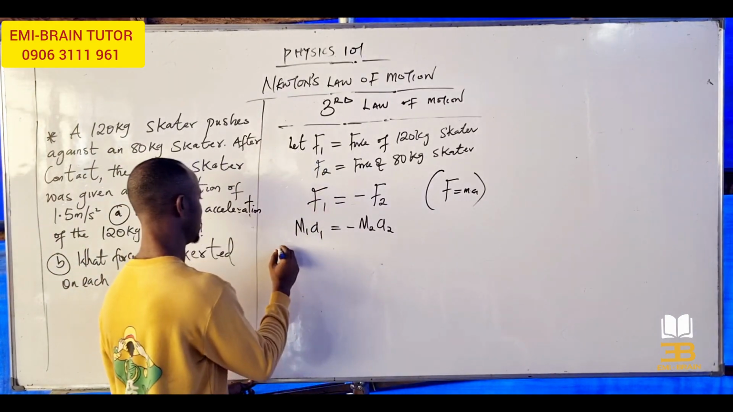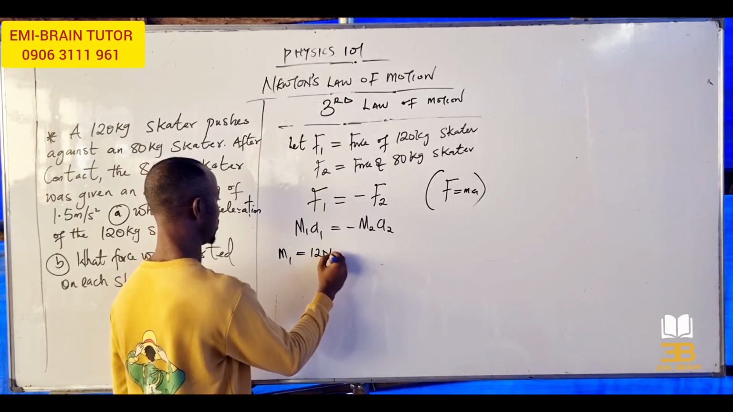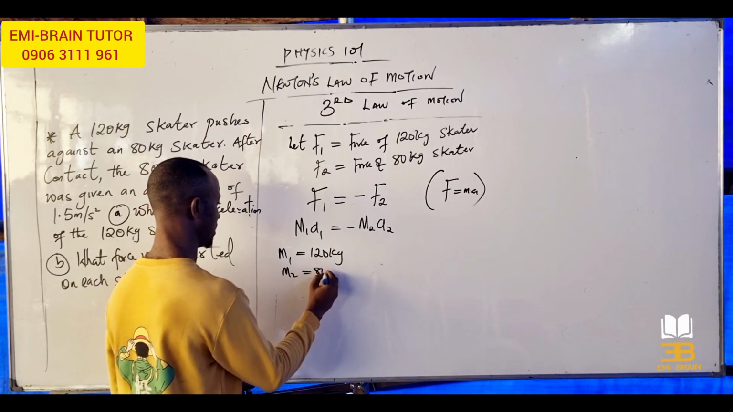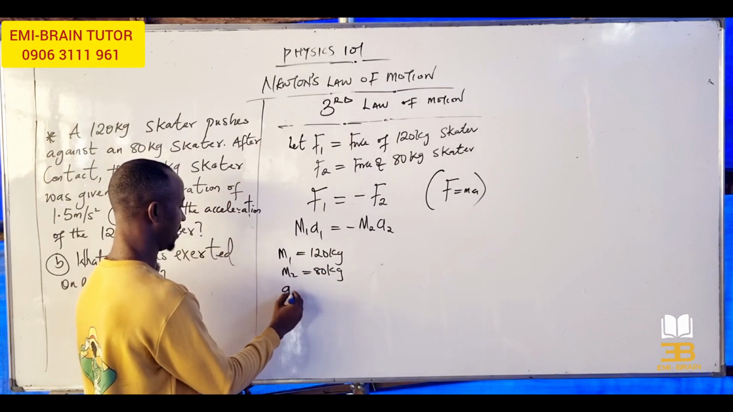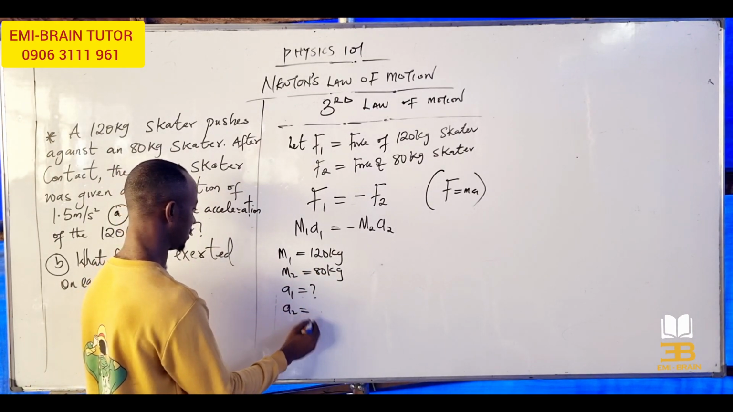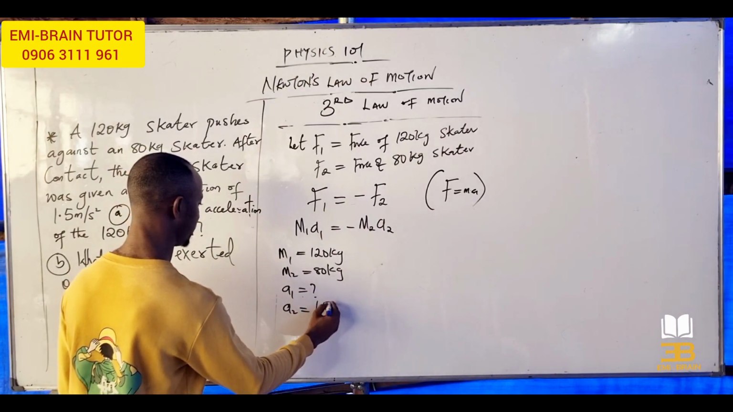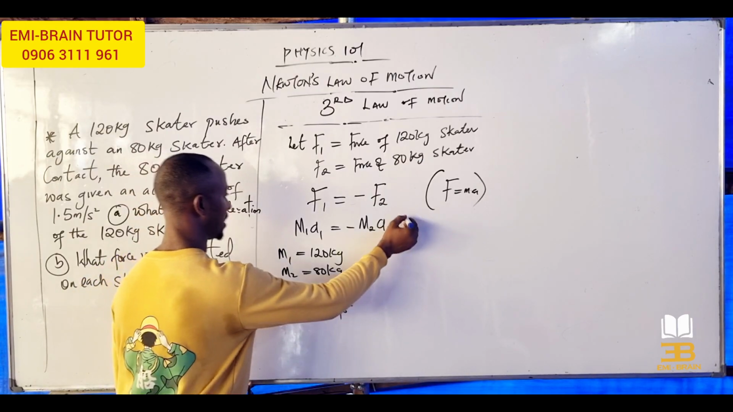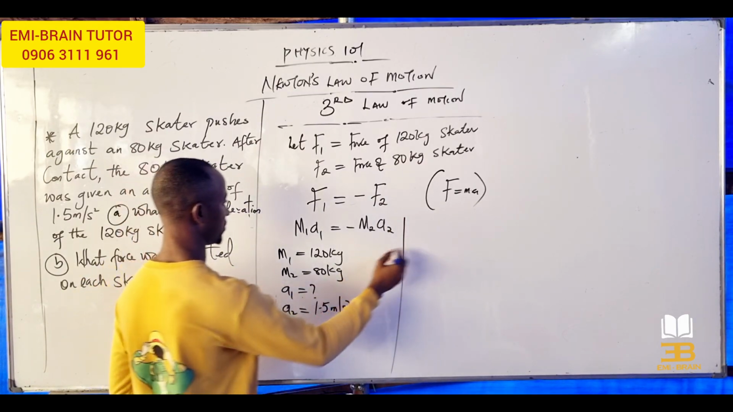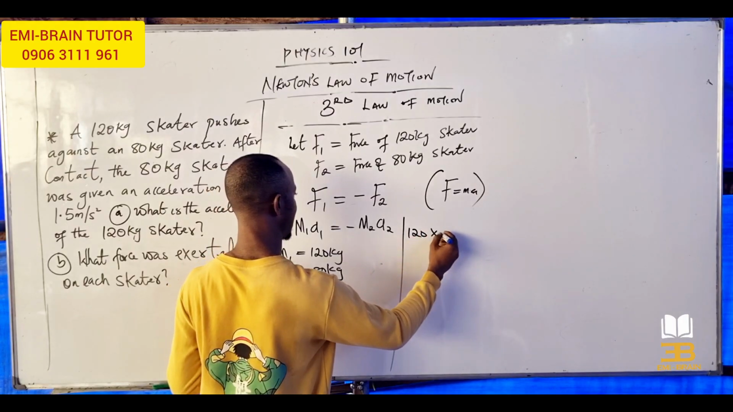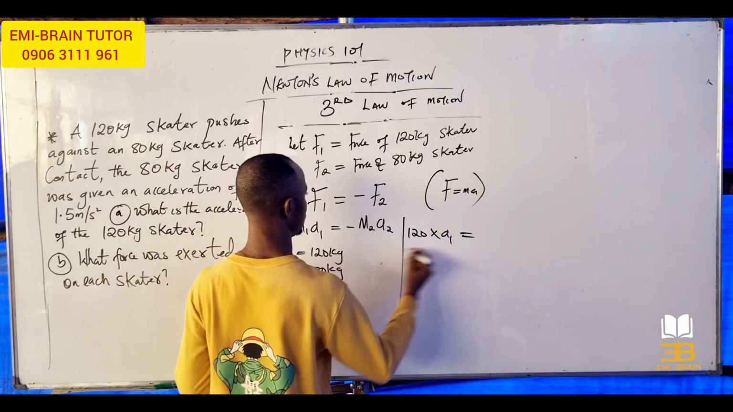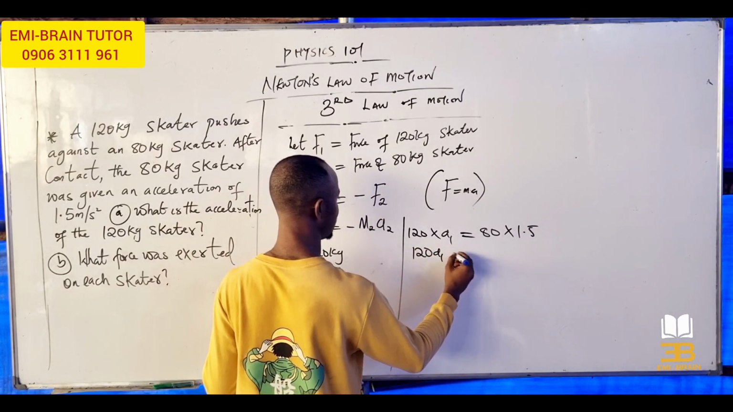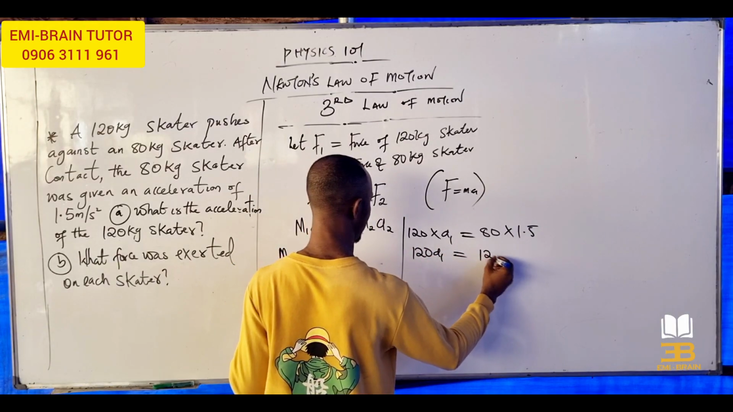Our M1 is 120 kilogram. My M2 is 80 kilogram, right? My A1 is unknown. My A2 is given as 1.5 meter per second squared. By the time we solve, that will give us what? 120 times A1 equals 80 times 1.5. So we're going to have 120 A1 equals 80 times 1.5, which is 120.